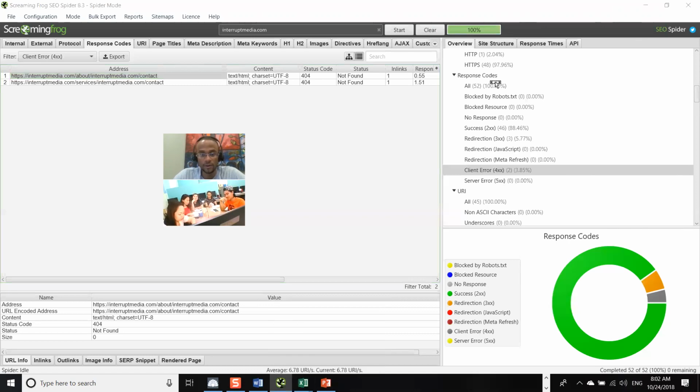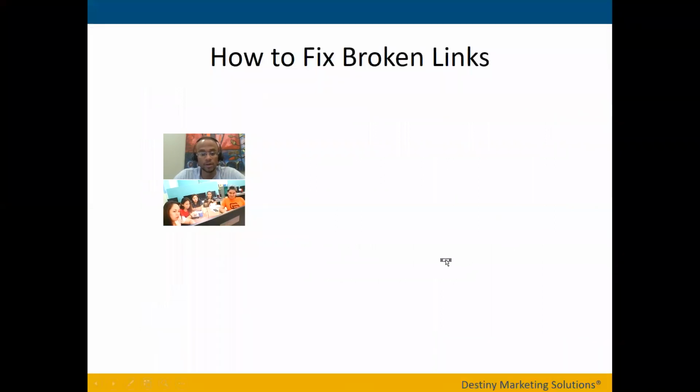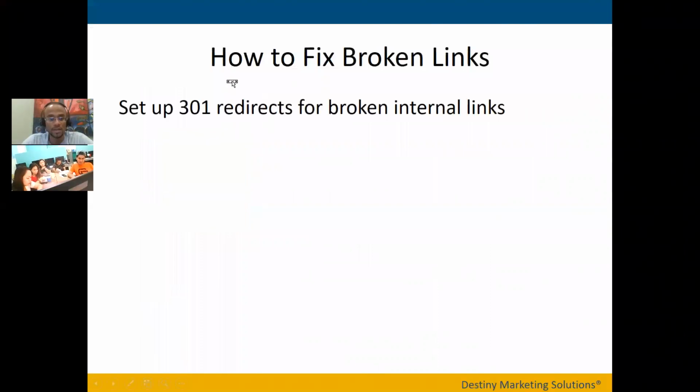So the important thing to remember here is that in Screaming Frog, you want to go to the response code section and then look at your 4XX errors and your 5XX errors. And usually you're going to see more 4XX errors. Okay? Now that we've found that particular broken link, how do you fix it? The best way would probably be to set up a 301 redirect for broken internal links. Internal links are any links on your website that link to another page on your website.